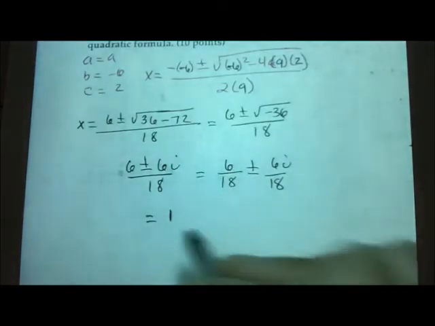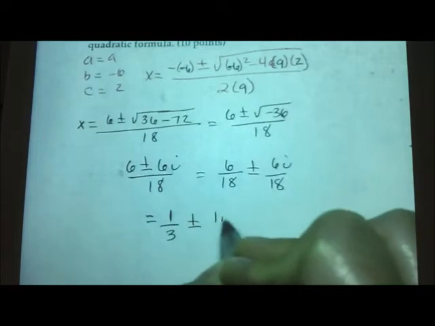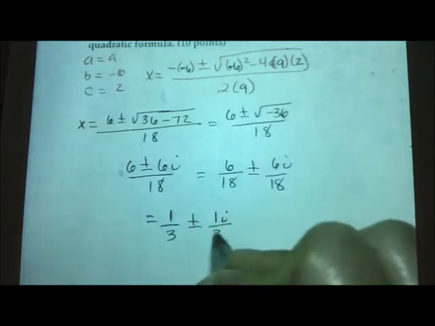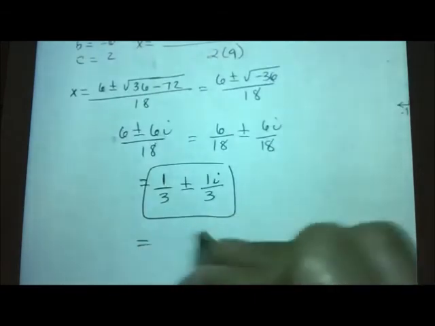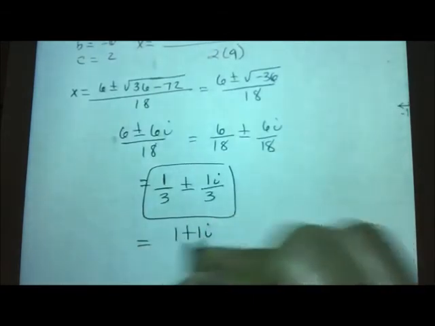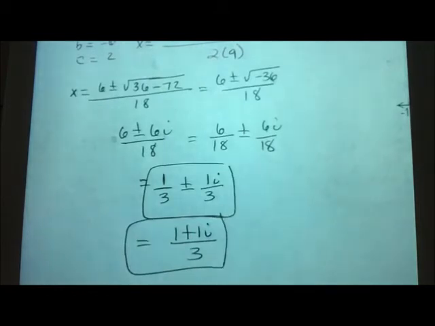And 6 goes into 18 how many times? 3. And this is the same thing. So you could keep your answer like this, or you could keep your answer as 1 plus 1i over 3. Whichever way I'm okay with. You either keep it as 2 separate or not. Why do I separate them? Because sometimes we forget to reduce both sides.